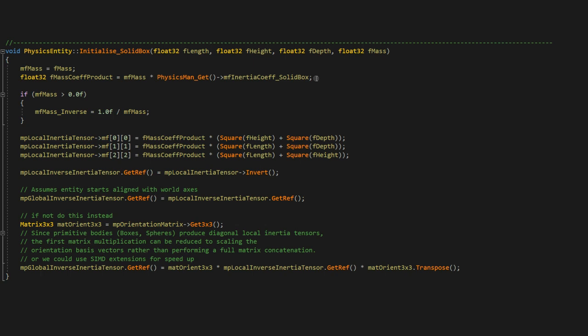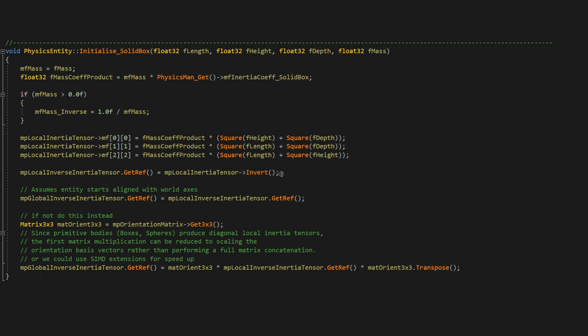We use 3 versions of the inertia tensor. 1. The local inertia tensor, which represents the mass distribution relative to the entity's local rotation axes. This isn't used whilst the physics simulation is updating, so you can just create it on the stack, unless you want to use it for debugging purposes later. 2. The inverse local inertia tensor. This exists because otherwise we would need to do an expensive inversion of the local inertia tensor every frame.